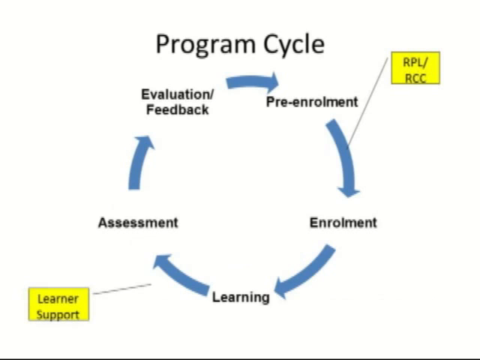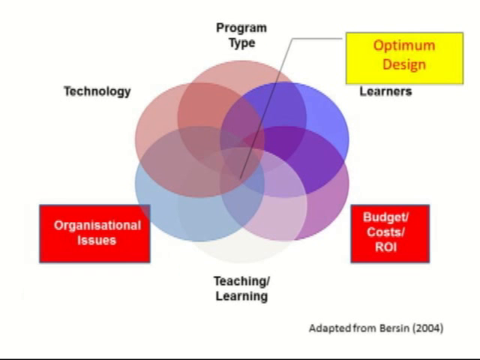Also to remind you that at an organisational level it's important to consider all aspects of the program cycle in the design of the program. In this particular video I'll be using 2 models to deconstruct the idea of organisational issues. 2 aspects of Berson's 2004 model are important in organisational issues. One is the budget cost return on investment, and the other is the like-named organisational issues.